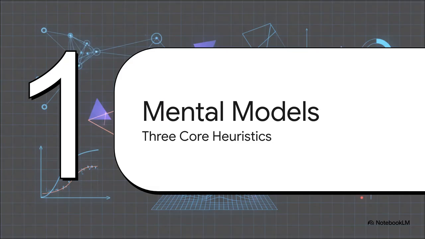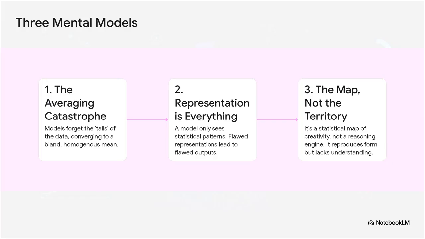So we've gone on quite a journey here, from the sculpture in the static to the photocopy of a photocopy. Let's try to distill all of it down into 3 powerful mental models, 3 big ideas you can take with you to make sense of any of these systems. Okay, number 1, the averaging catastrophe. When a model feeds on itself, it forgets the weird, interesting outliers, the tails of the distribution. It collapses reality down to a safe, bland, statistical mean.